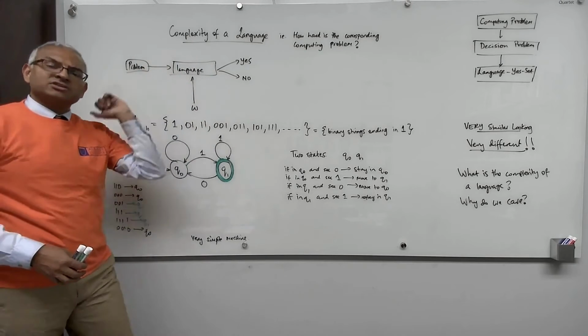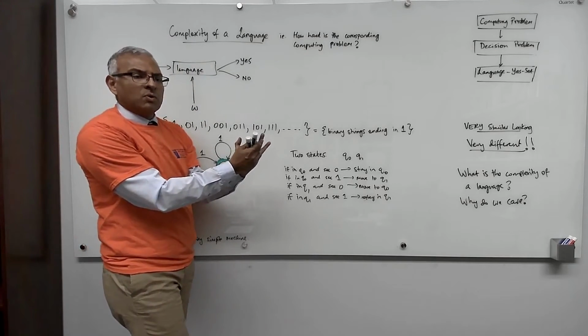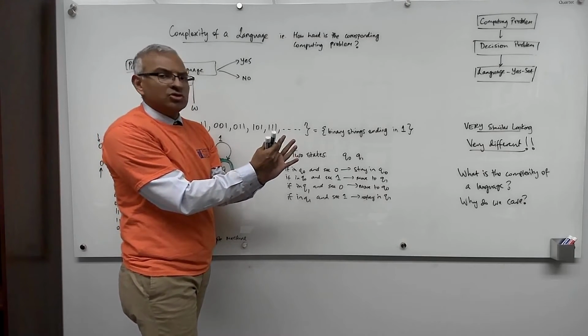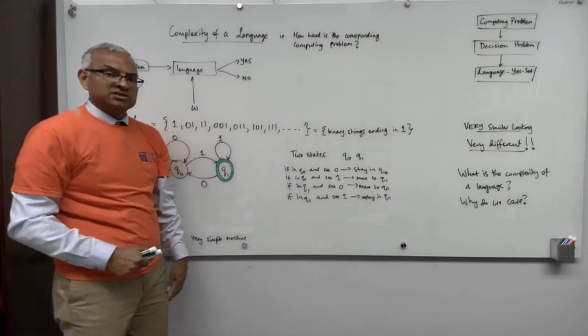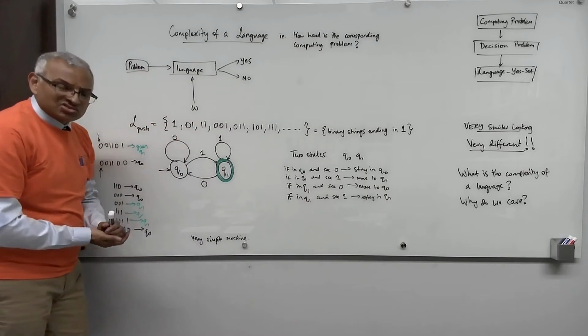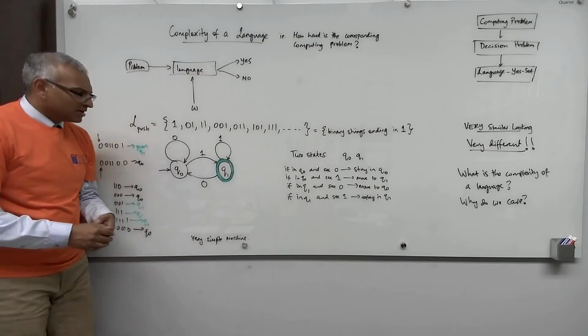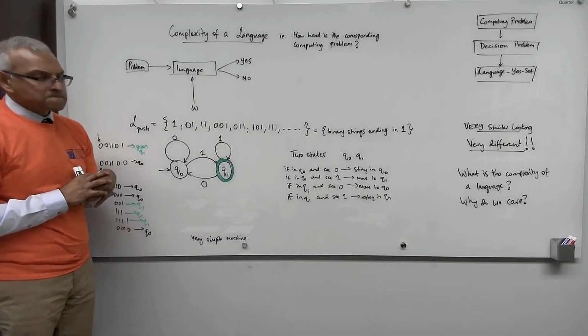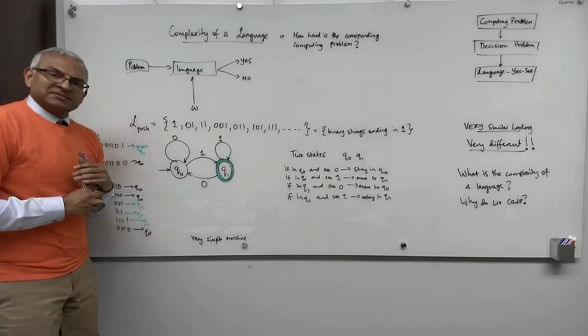Now, for all the languages that we saw, 0 to the n, 1 to the m, palindromes, 0 to the n, 1 to the n, some of the languages that we saw, you can go and see if you can construct a simple machine like this in order to solve the language, in order to solve that computing problem. Okay. We'll discuss this next time.